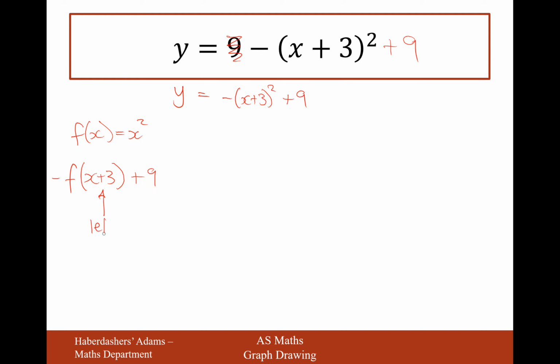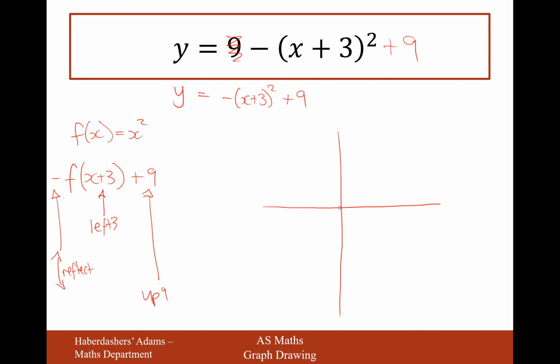This one inside the brackets is going to be moved left by 3. The one outside the brackets here is going to be a reflect up to down. And then the last transformation we're going to do is this one here, which is move it up by 9. So let's draw our axes.